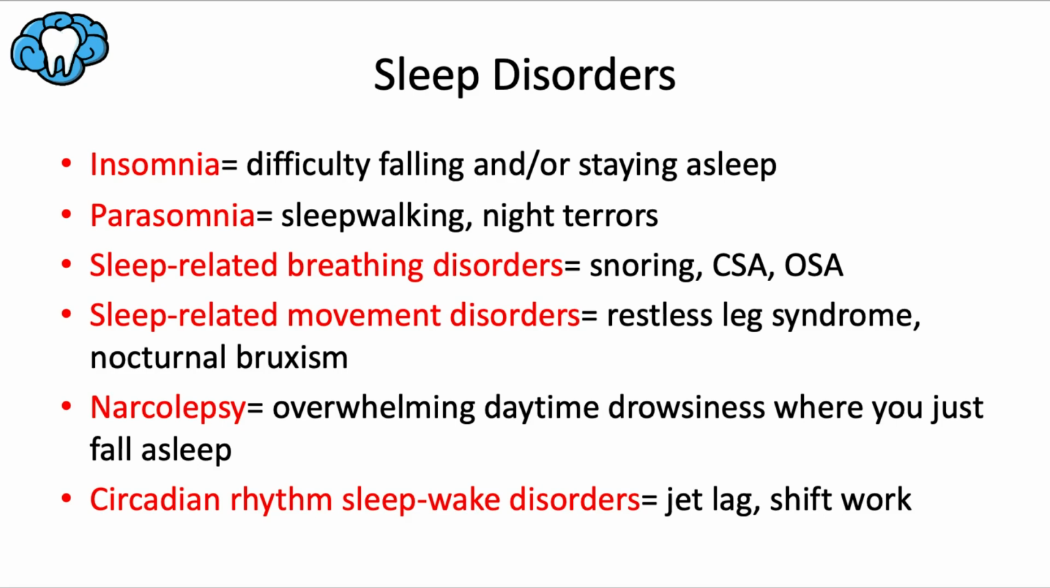So that was the sleep cycle. Now, what can go wrong with it? We have insomnia, which is difficulty falling and or staying asleep. We have parasomnia, which refers to sleepwalking and night terrors. We have sleep-related breathing disorders. This includes snoring, central sleep apnea, and obstructive sleep apnea. And we'll talk more about each of these in just a bit.